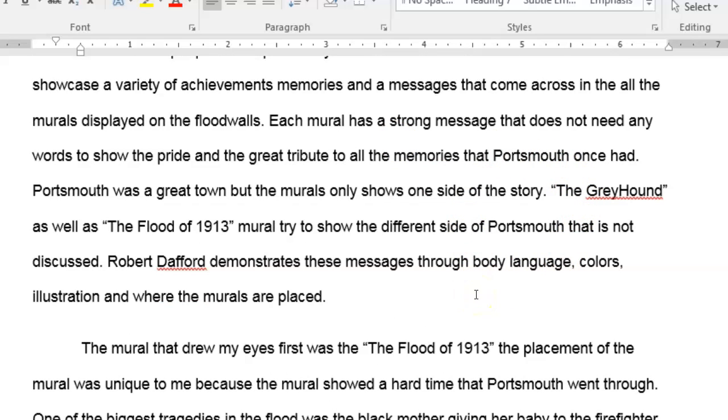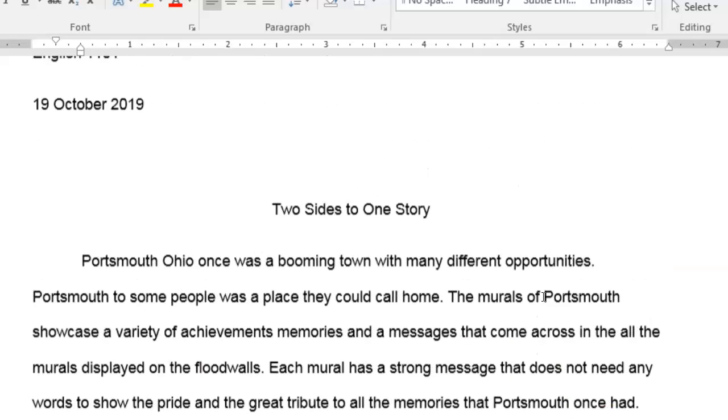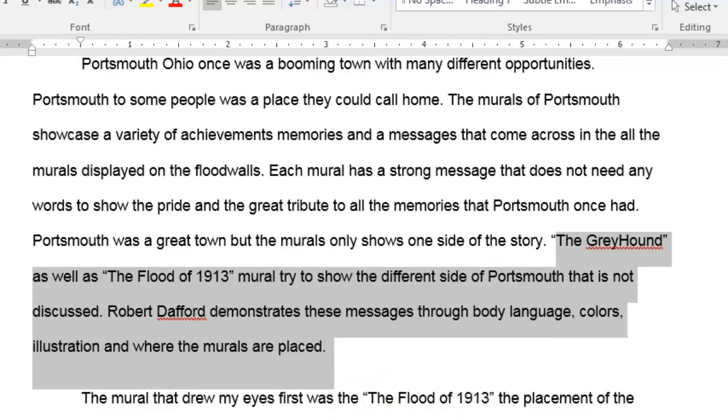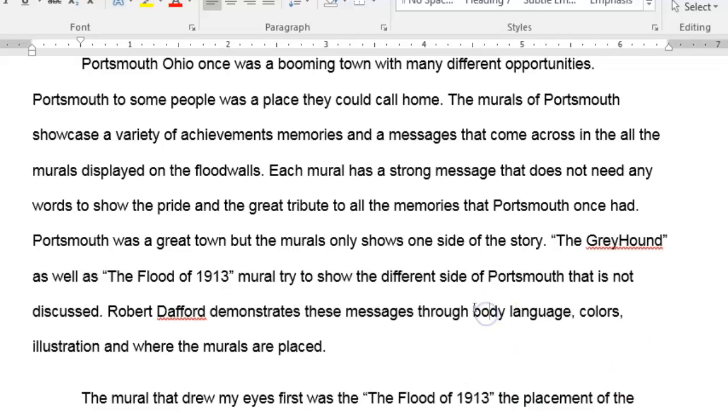So what I did is I read through your essay a couple times, and I think I'll talk a little bit about organization, but I'm going to focus mostly on the thesis statement and supporting details. So I thought your thesis statement was right in here: "Try to show the different side of Portsmouth that is not discussed. Robert Dafford demonstrates these messages through body language, colors, illustration, and where the murals are placed." This tells me what the individual body paragraphs are going to be about, I think.